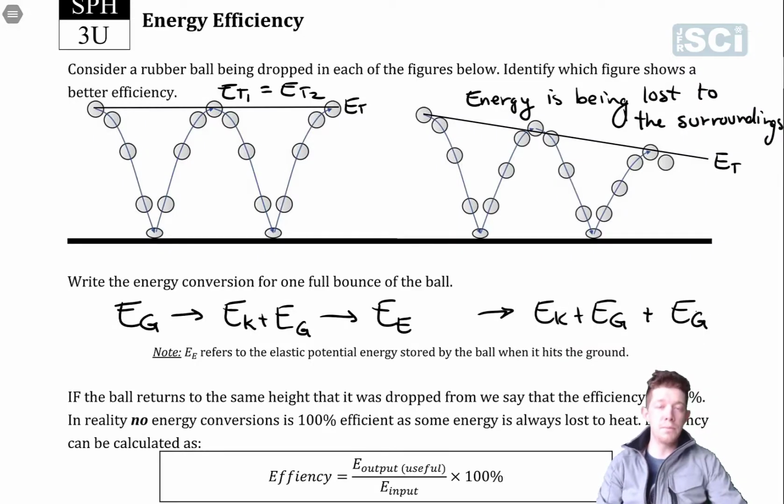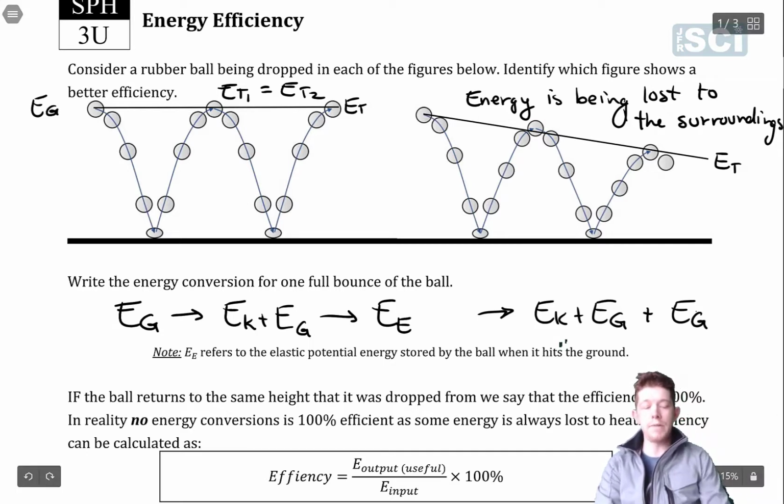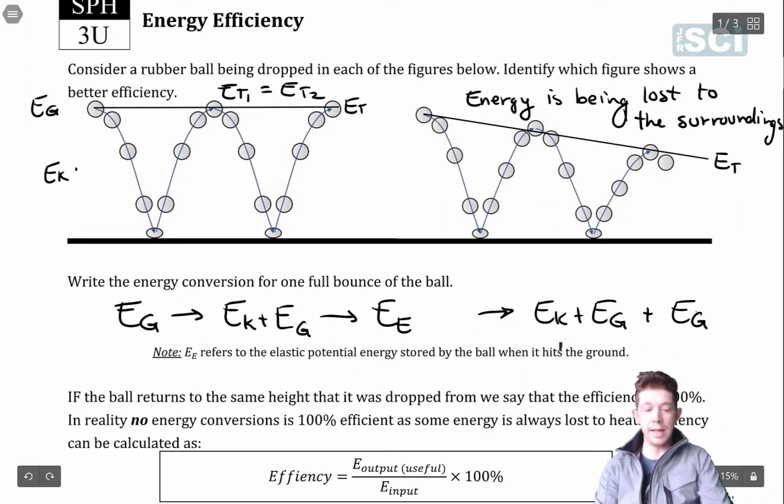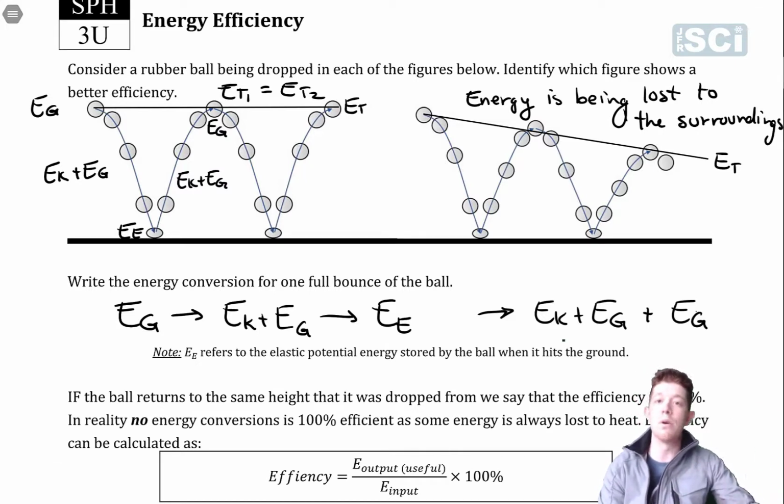So I've written the energy transformation equation that I believe is occurring in the first picture. It starts with some type of gravitational potential energy due to the fact that the ball has a height, and as it starts to fall, I get kinetic energy plus gravitational potential energy. At the very bottom, it has elastic potential energy, and then it transfers back into kinetic energy and gravitational potential energy, and then finally back to gravitational potential energy before it does the same process over and over and over. This is perfectly efficient: 100% of the energy that I put into the system comes back out of the system. So I'm not losing anything to the surroundings.